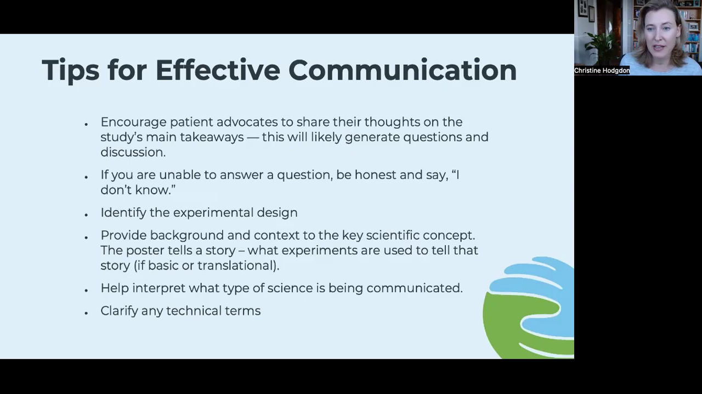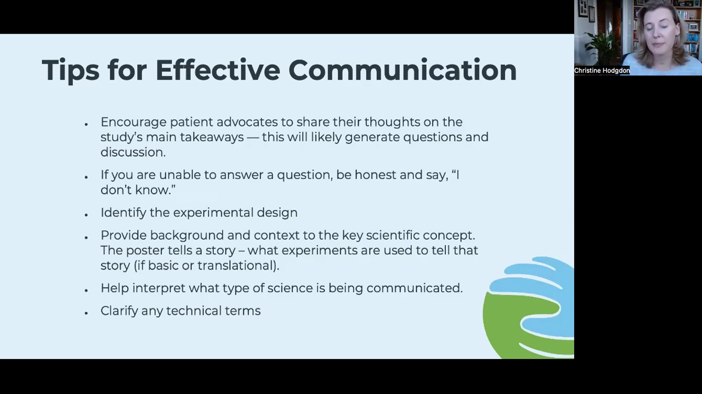It's important to identify the experimental design. So that means, is it preclinical research? Is it a clinical trial? Is it an interventional trial, observational? You can further classify the research by whether we're testing a certain treatment, like a drug or a biologic. Is it a quality of life study? Are we looking at genetics or genomics? Is it epidemiological, symptom management, supportive care? So lots of ways to classify the experimental design.